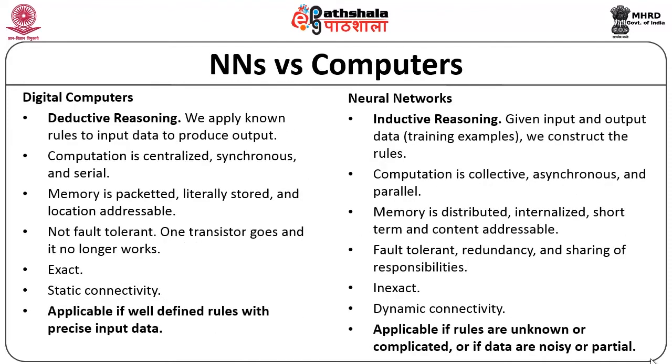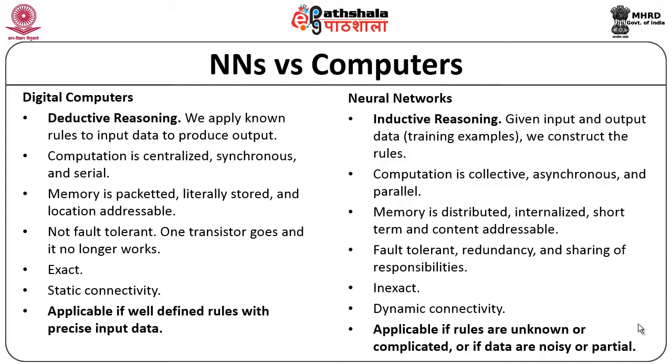Let us understand the difference between neural networks and general computers. In digital computers, the kind of reasoning that happens is deductive reasoning. Deductive means there will be lots of rules with an LHS and RHS. Any rule whose LHS is satisfied will be triggered, and accordingly it produces an output.